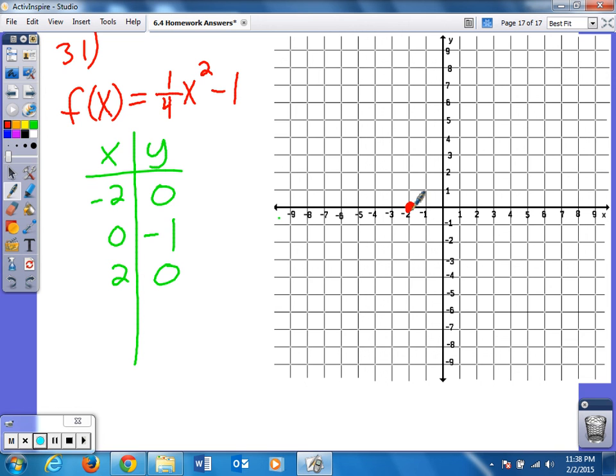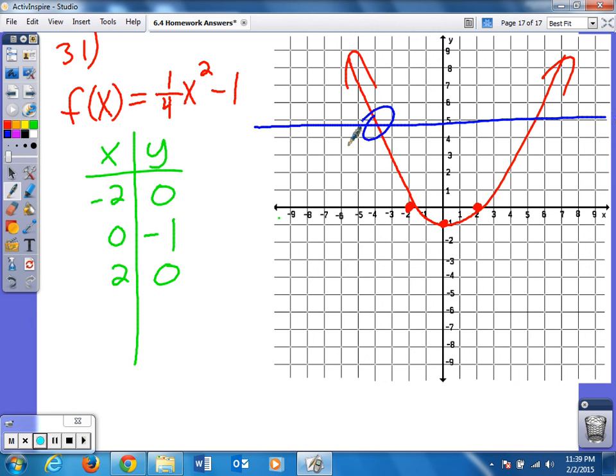-2, 0 right there, 2, 0 right here, and 0, -1. So it's going to look something like that. Don't need to worry too much about accuracy because, again, all we're looking for is whether or not it passes the horizontal line test. So that is, can I draw a horizontal line anywhere on the graph and have it not cross more than once?